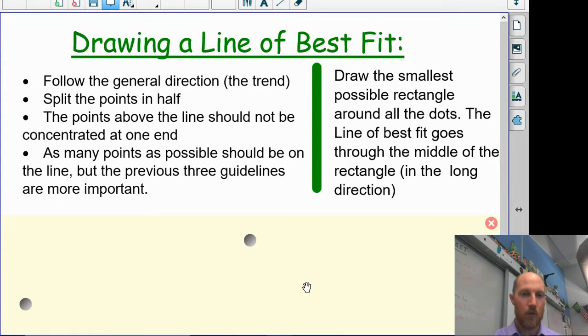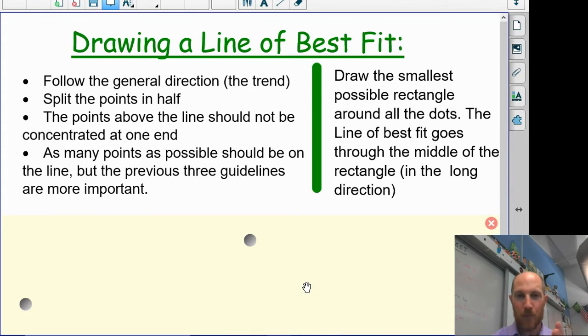So first of all, look at the scatter plot. Determine what direction the dots are going. Are they going up? Are they going down? What's the general trend of the dots? Follow that. Your line of best fit needs to go the same direction. You're going to try to go through the middle of the dots, so about half of the dots will be above your line and about half are going to be below.